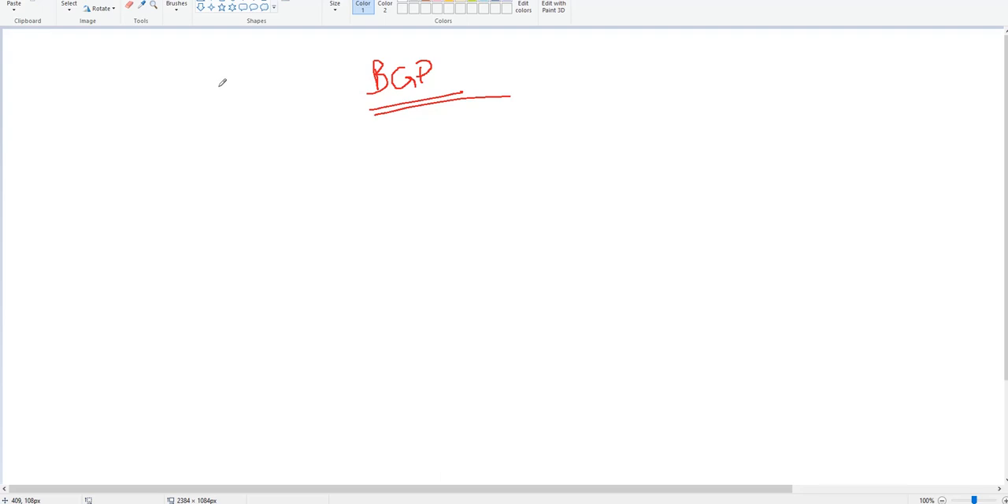As we know, we can differentiate routing protocols into two different categories. One is Interior Gateway Protocol, and the other one is Exterior Gateway Protocol, right? Sorry for the bad writing, I'm just using my mouse over Paint, so bear with me. Fine. Whatever I have told, OSPF, EIGRP, ISIS, everything will come under IGP, right?